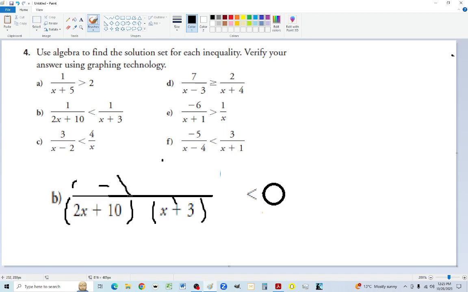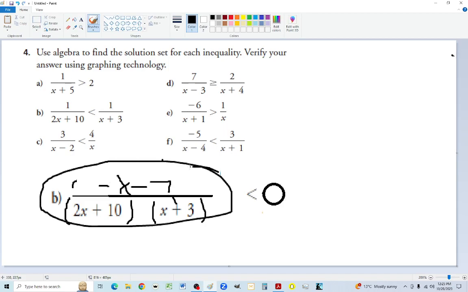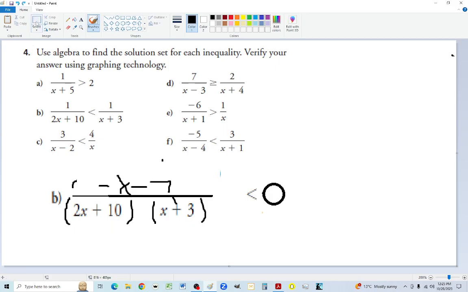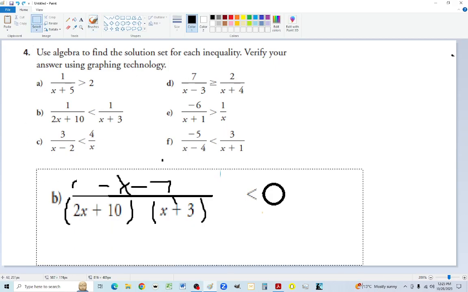And then you just do the number line. Now it's got to be smaller than 0, so this whole thing has to come out negative. I'll let you do the number line. I'm going to stop doing the number lines. It's just not worth it.